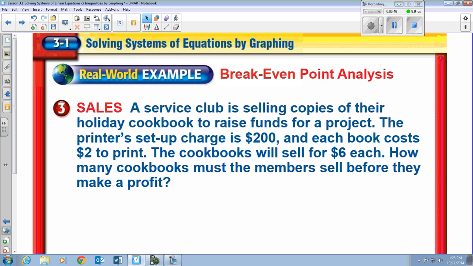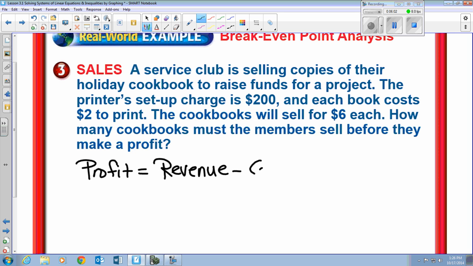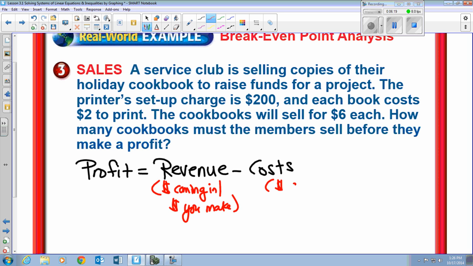So now we've got some words you've probably not learned before. We're talking about profit, we're talking about money coming in and money going out. So I need to show you a couple of things that maybe you've never seen. The first is how we calculate profit. Profit is equal to the revenue you make minus your cost. Revenue is money coming in, or money you make. And costs are money going out, also known as expenses.